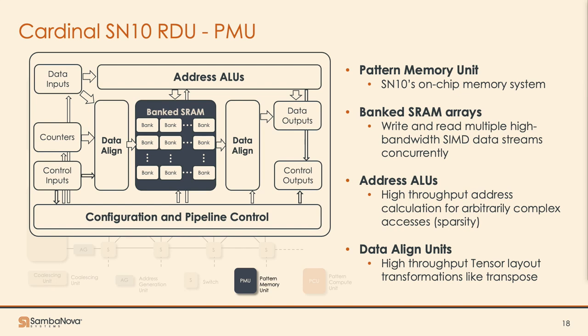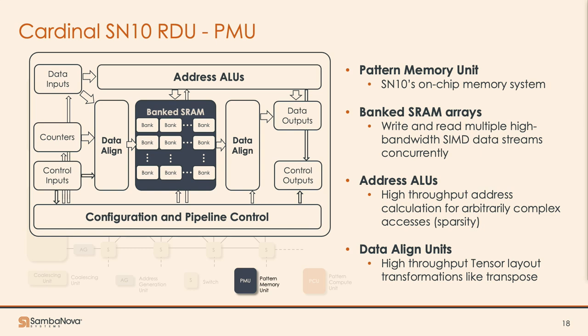If you look at the PMU, the other key component of the RDU, this is optimized for providing the storage and the memory system on the SN10. And it's optimized both for bandwidth and for flexibility. So it's got a banked array of SRAMs which support multiple streams of data that are supplied to the SIMD PCUs. It's got address units, which can be used to supply arbitrary complex access streams, including ones that are required for supporting sparsity. Sparsity is a key element required in current and future ML algorithms, and support for sparsity is supplied by the address ALUs. There are also data alignment units for providing high throughput tensor manipulation that can do transformations like transpose and also help with sparsity.